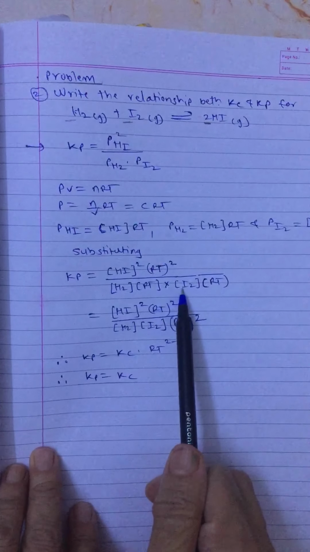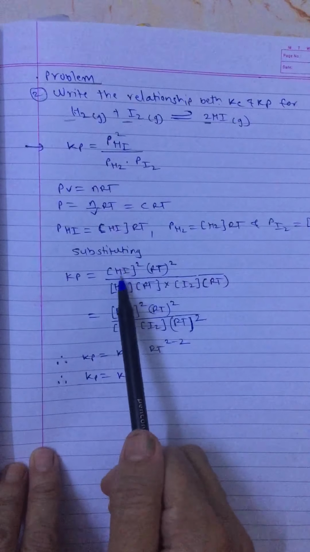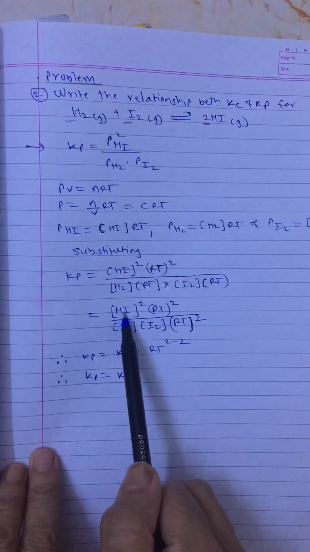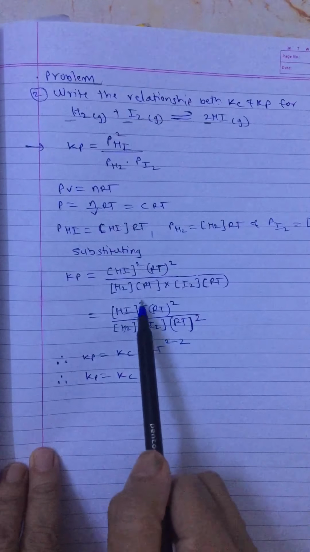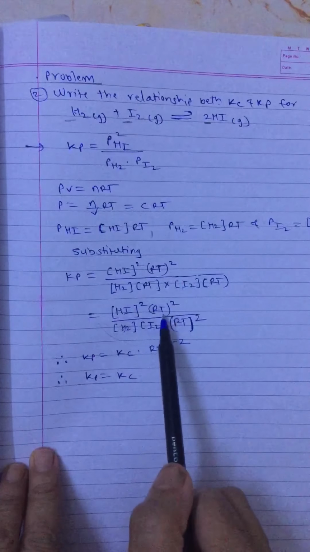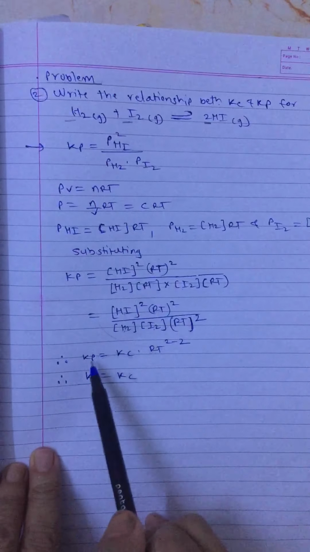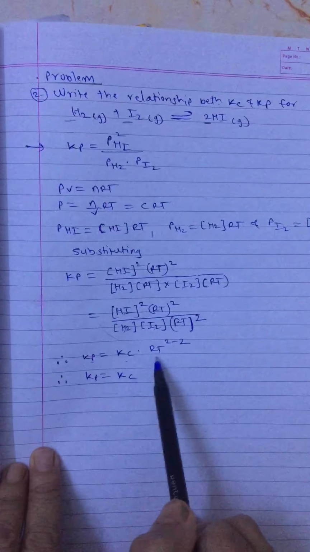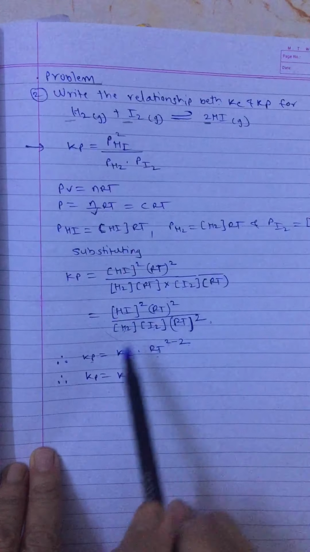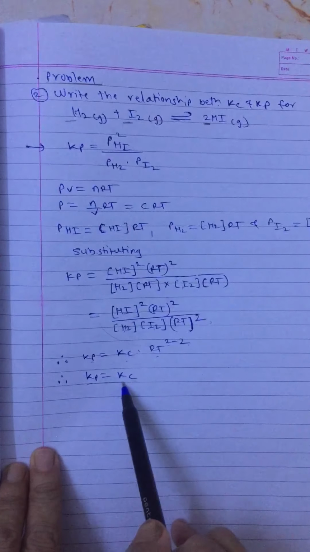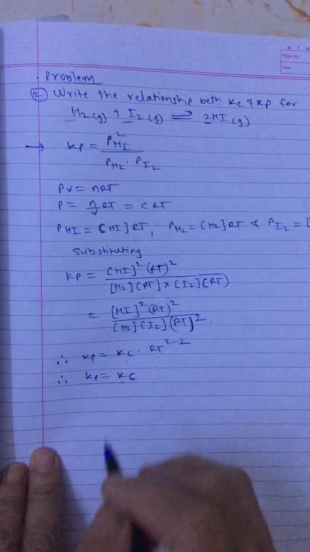So I2 concentration into RT. Then take RT terms together and concentration terms together: HI raised to 2 upon H2 into I2. This will come as Kc and RT raised to 2 upon RT raised to 2. So 2 minus 2 it will be. So Kp will be equal to Kc into RT raised to 2 minus 2. So Kp will be equal to Kc, because RT raised to 0 it will be.